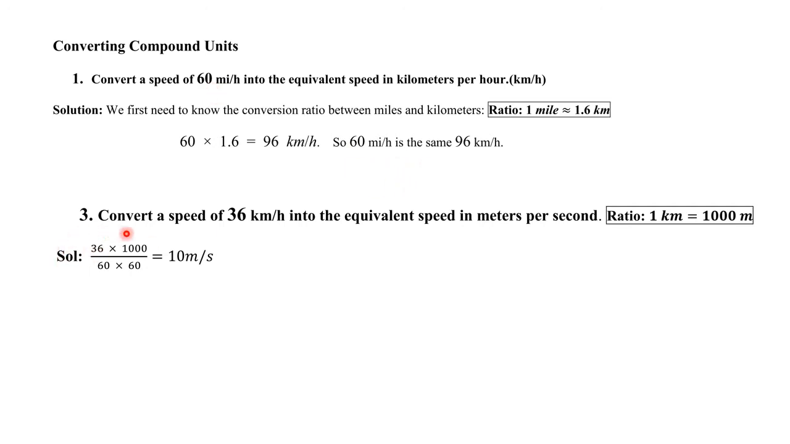Number 3, convert a speed of 36 kilometers per hour into the equivalent speed in meters per second. To convert kilometers into meters, 36 times 1000. And to convert 1 hour into seconds, 60 times 60. Simplify this and we will get 10 meters per second.